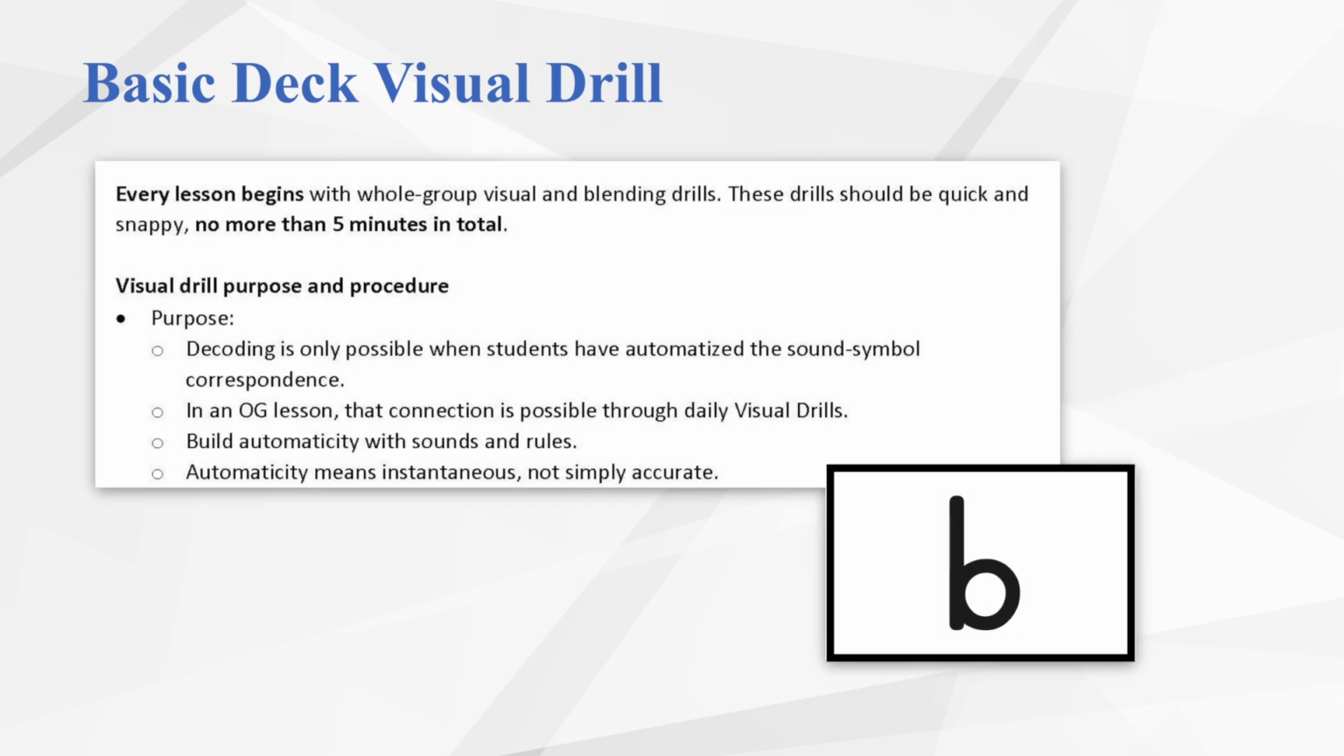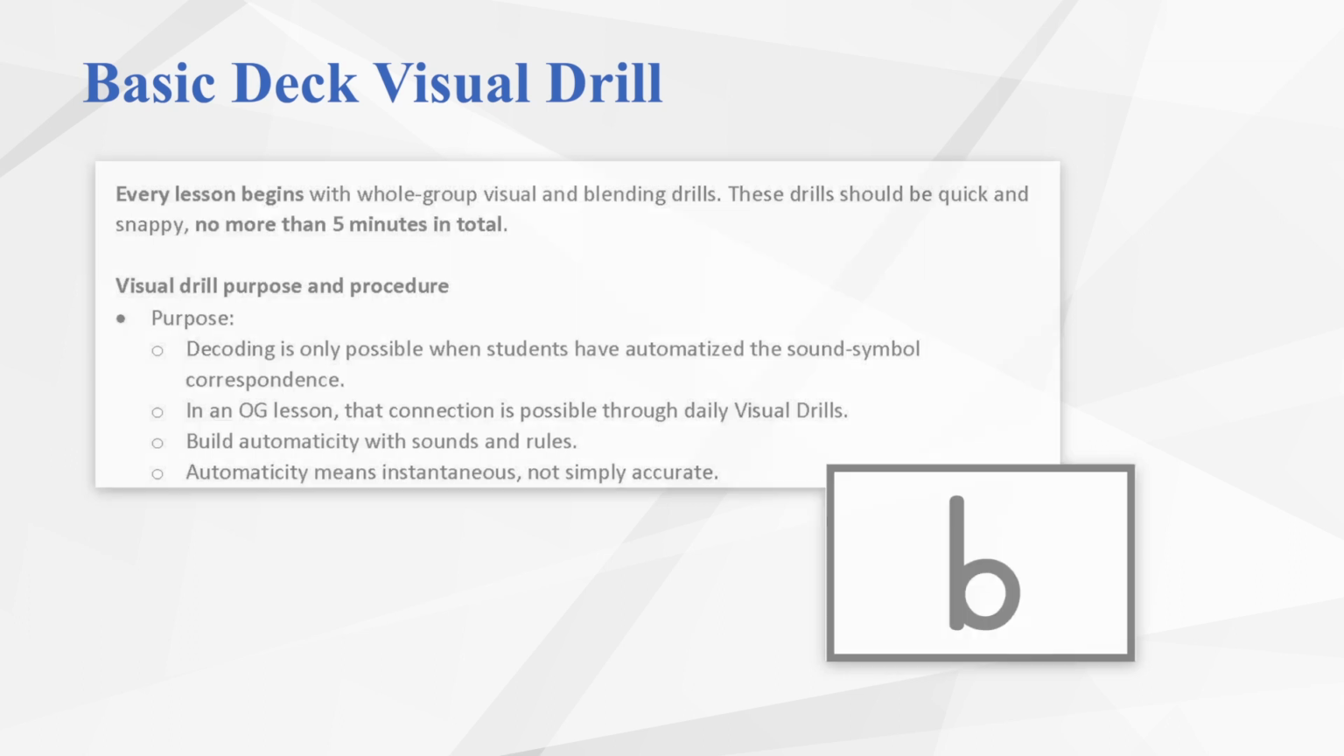Every OG lesson begins with a visual drill. A visual drill should be quick-paced and last no more than 2 or 3 minutes of the overall lesson. The purpose of a visual drill is to support students to become accurate and automatic in sound symbol correspondences. By our definition, automaticity means instant recognition. The goal, then, is for students to see a letter or letters on a card and instantly produce the sound associated with that letter or letters. We are moving away from the support that the pictures on the cards provide to focus on this goal.